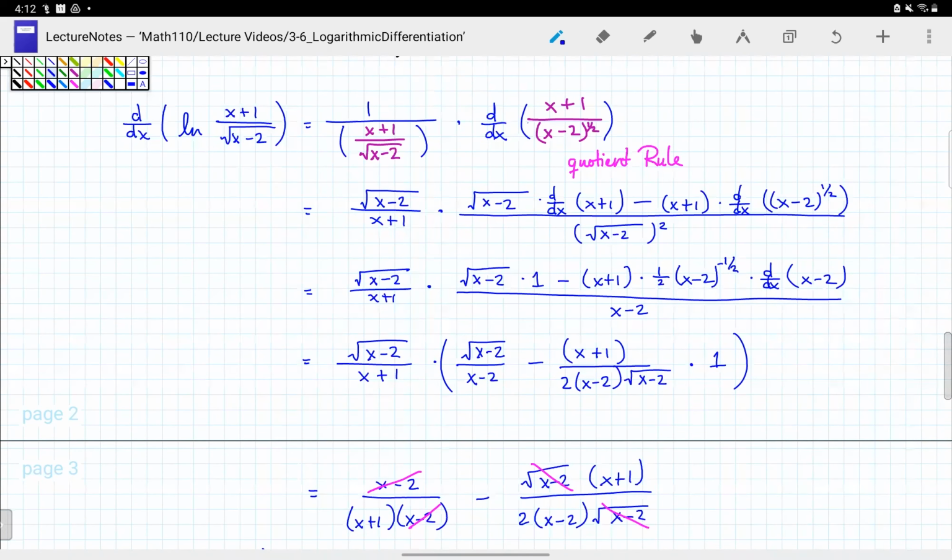So I took 1 over that function times the derivative of the function. 1 over that function is the same as the reciprocal of the function. Now the derivative, I take the bottom times the derivative of the top, yes, minus the top times the derivative of the bottom, all over the bottom squared. Okay, so I have this piece is just rewritten. Square root of x minus 2 times 1, x plus 1 times 1/2 x minus 2 to the negative 1/2 power times the derivative of the inside.